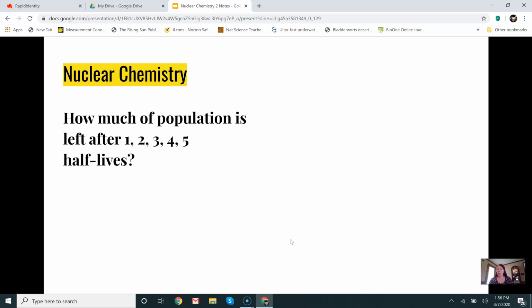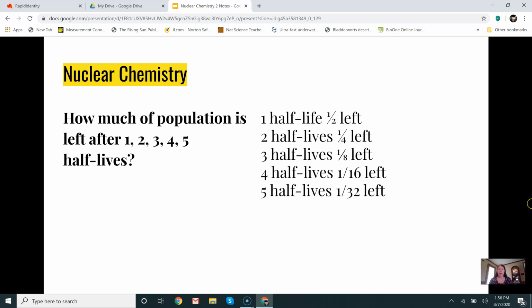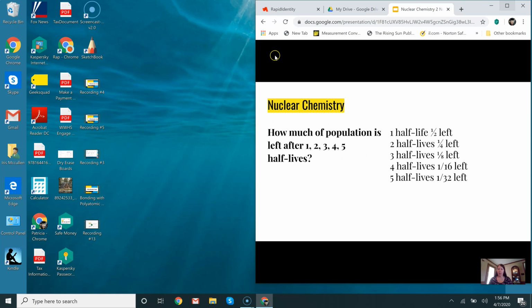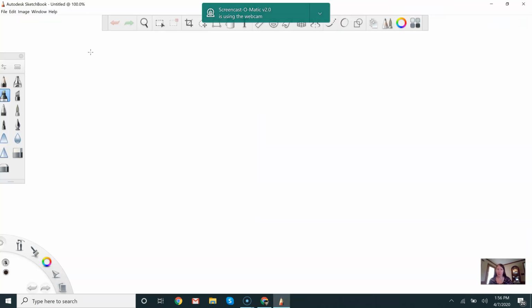So how can we use these numbers, and how much of a population is left if we've had 1 half-life, 2 half-lives, and so on? So it's all very mathematical, and I'm going to show you visually. Here's the actual numbers. At the end of a half-life, we have a half left, and here's why. Let me get out my sketchbook.